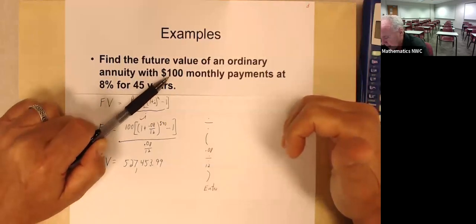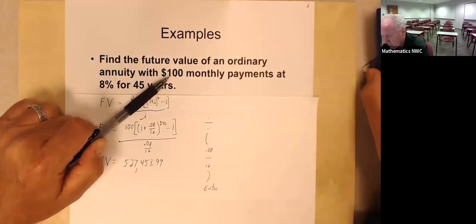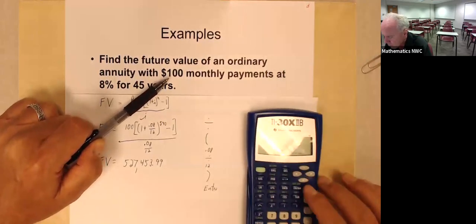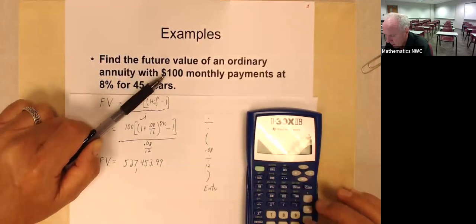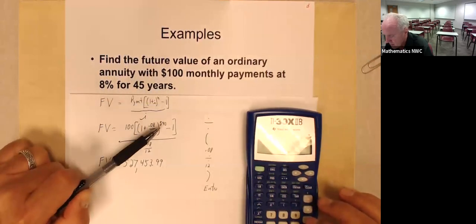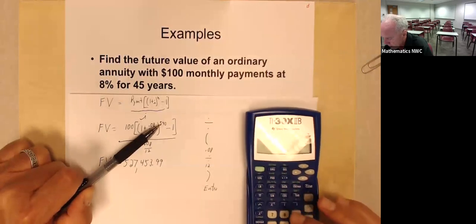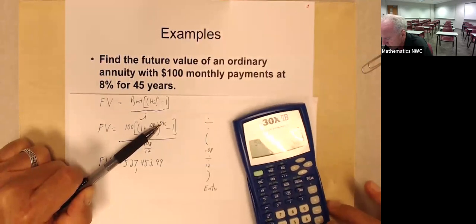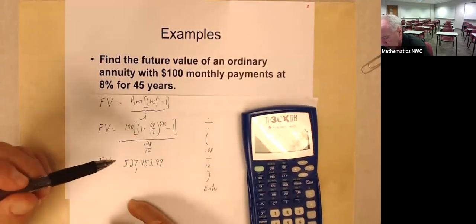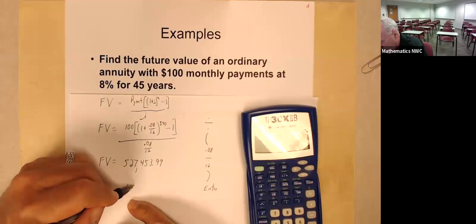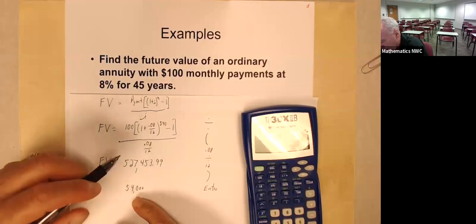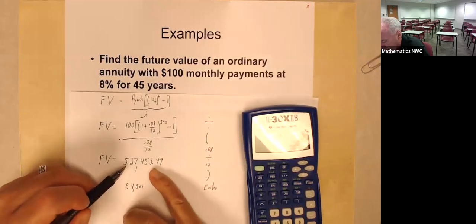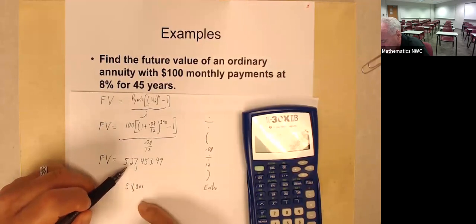Only giving up $100 a month, okay? Actually, how much would you have put in? Well, you would have put in $100 for 540 months. 540 times $100 gives you $54,000. You would have put in $54,000, but your money would have earned and grown to $527,000.